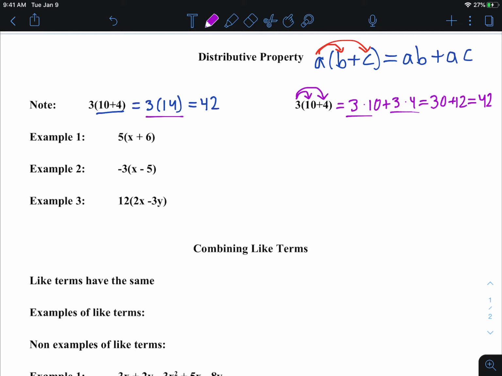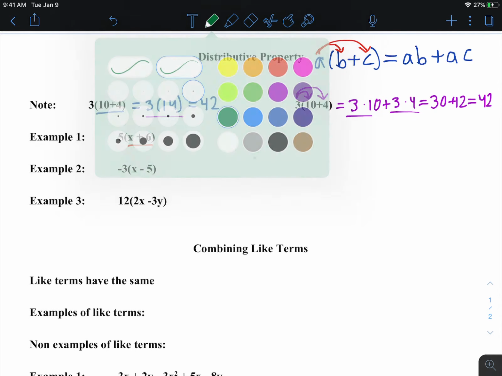Okay. But why would we do the distributive property? Why not always do it like we did over here on the left? Well, it's because sometimes we can't do what's in the parentheses first. If we look at example 1, I can't do x plus 6 because I don't know what x is. So I just simplify this expression by using the distributive property.